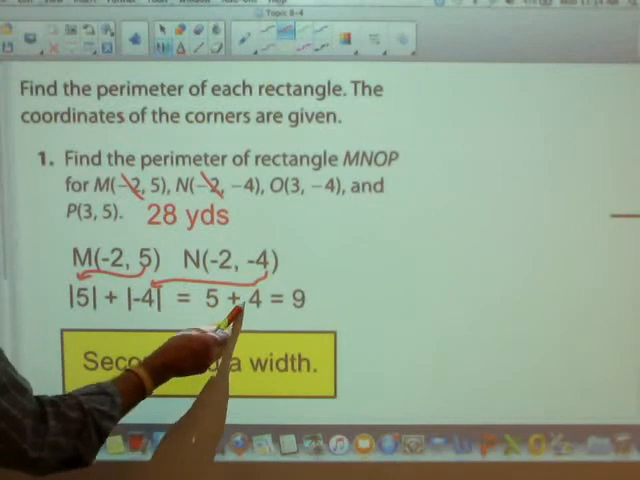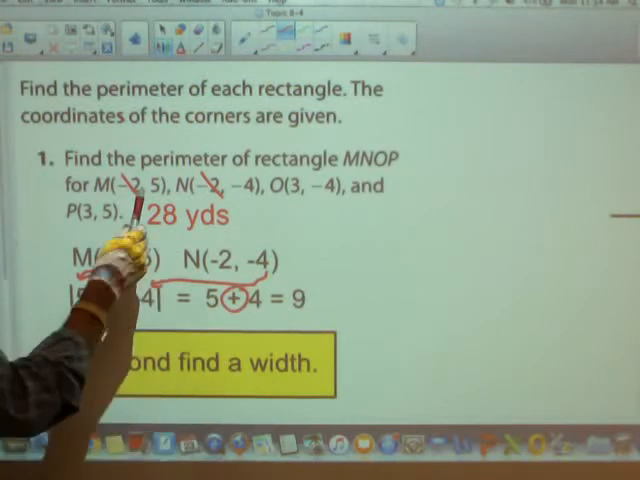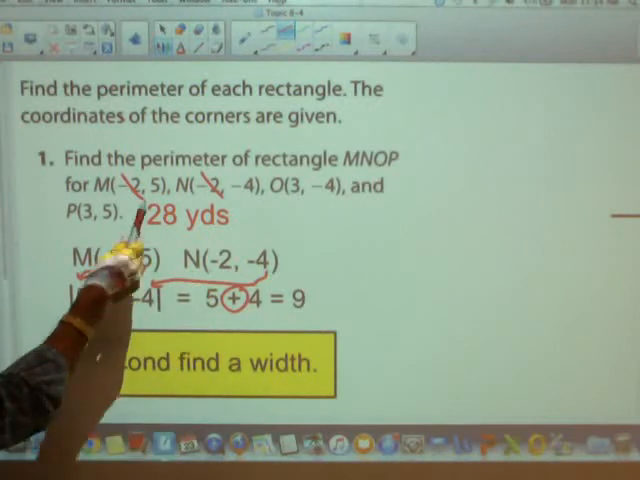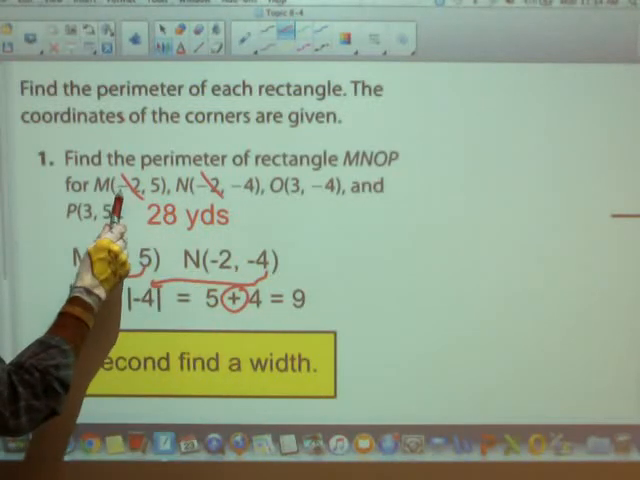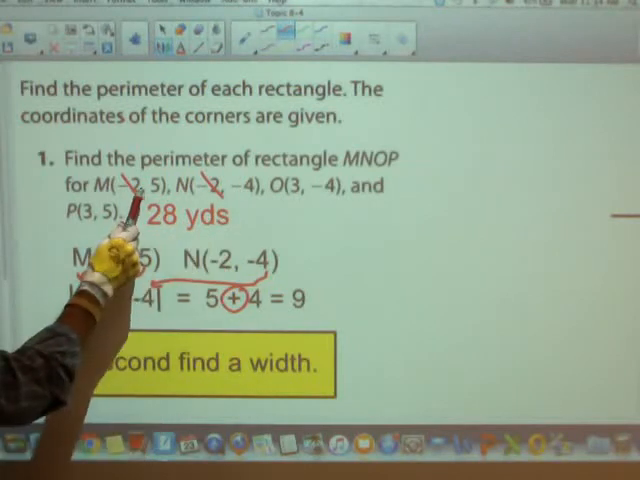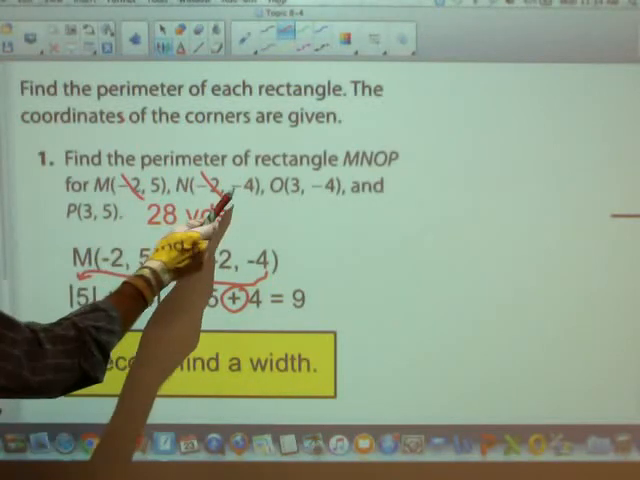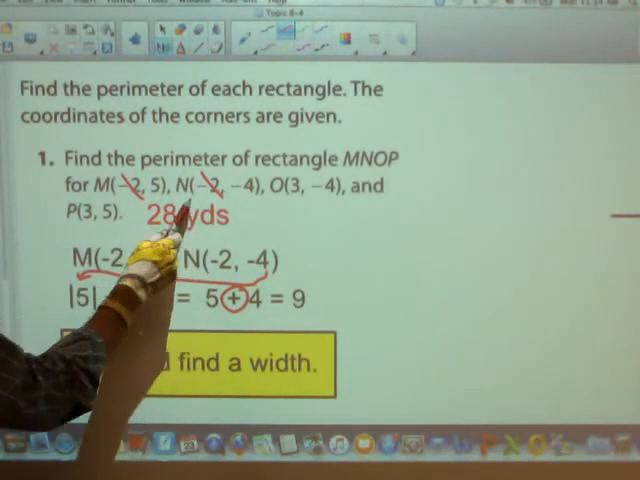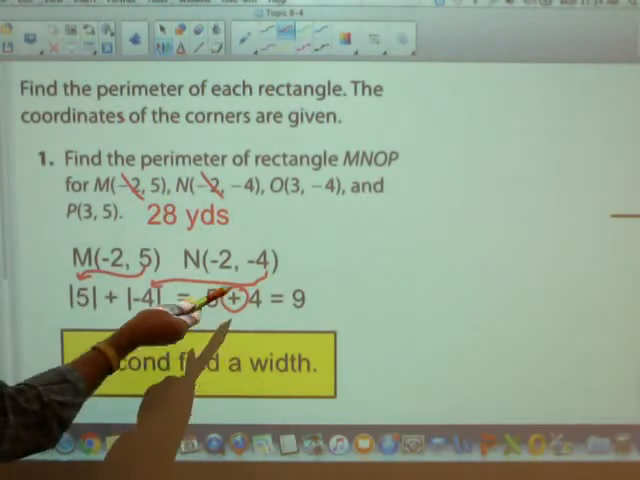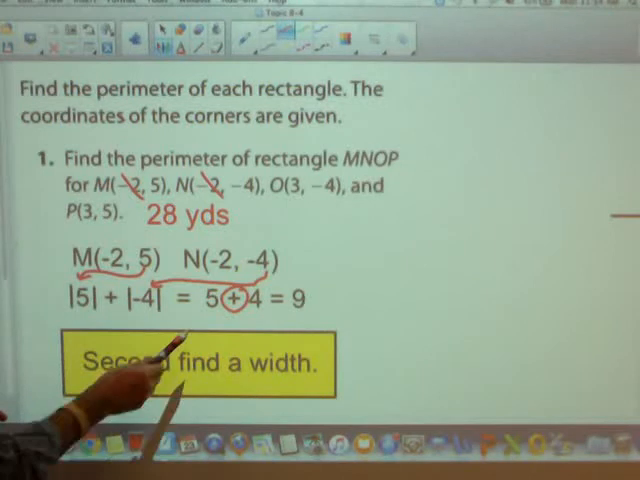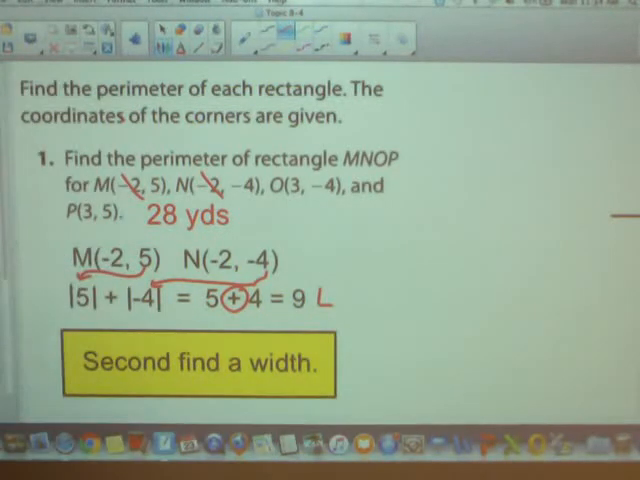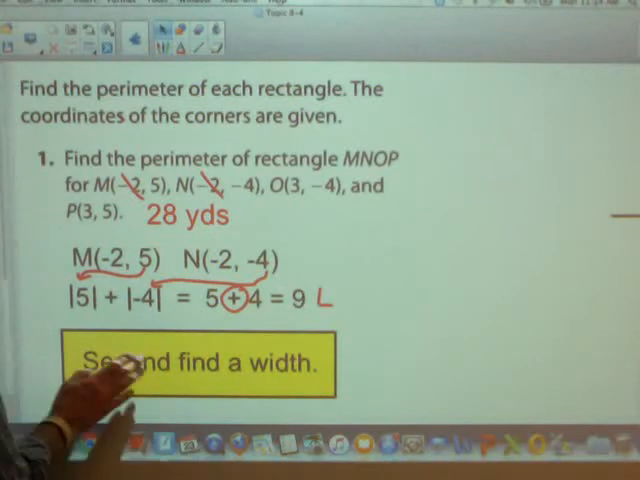The reason I'm using addition is because they are in different quadrants. We know they're in different quadrants because you have a negative, positive, and a negative, negative. So this is going to be in quadrant 2, and this would be in quadrant 3. So in order to get from this point to this point, you're going to have to jump over the x-axis. So our length is then 9. Okay? Then we have to establish a width.